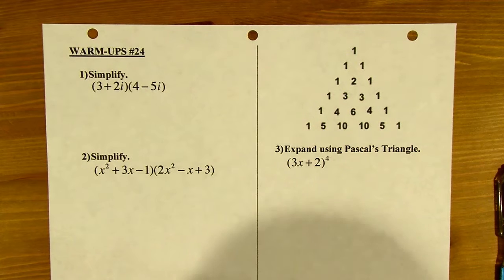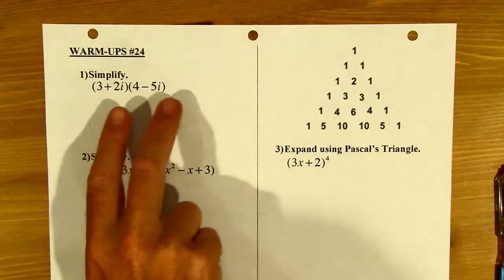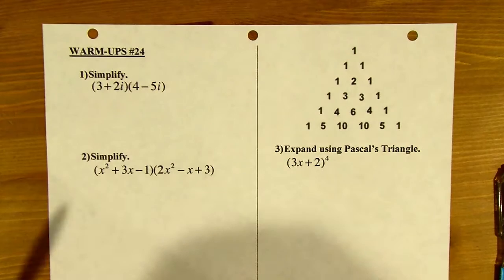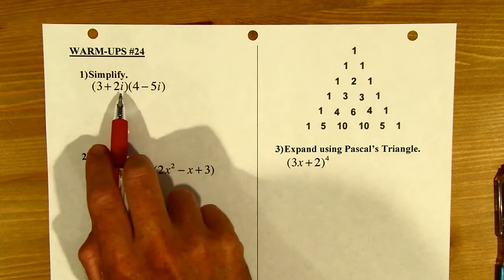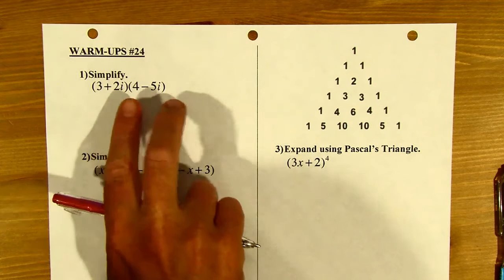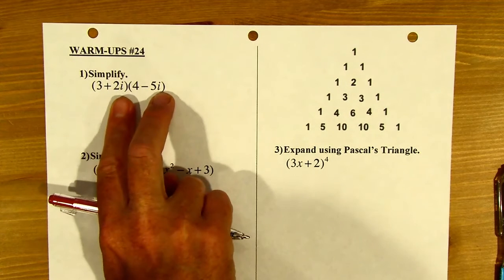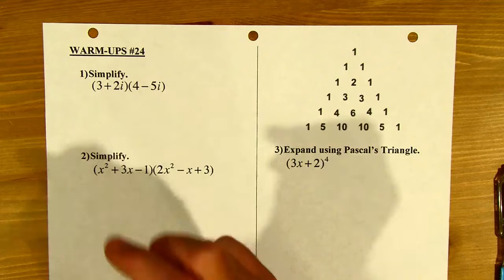Okay, here's warm-up number 24. I've got two binomials here that I'm going to multiply together in order to simplify this. So these are complex numbers because they have real and imaginary parts, but I'm going to just start off by pretending, what if those were just x's? What would I do if I had 2x and negative 5x in there?